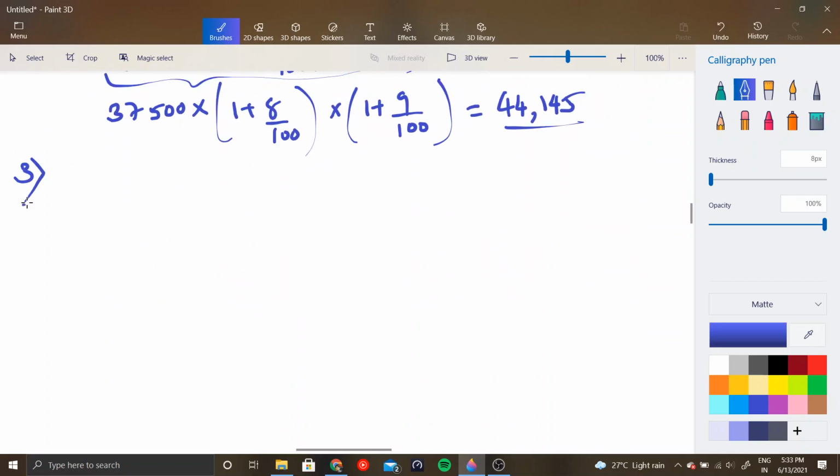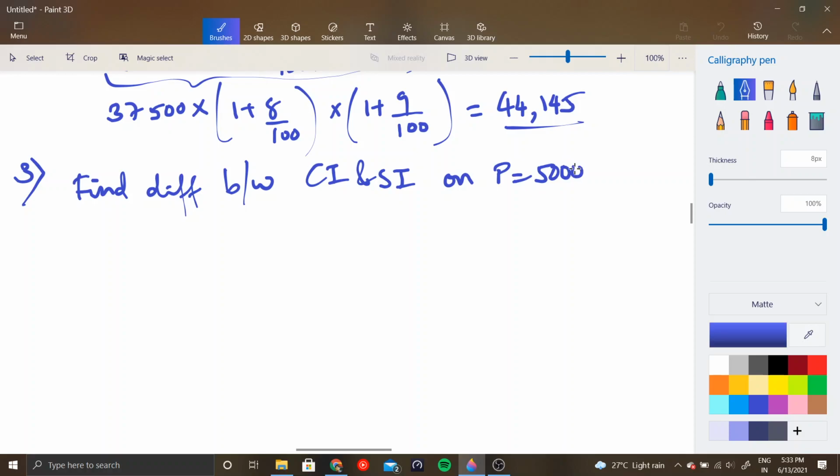Now let us look at the next question. This is also a common category of questions. You are asked to find the difference between the compound interest and the simple interest on a principal amount of 5,000 rupees that has been invested for 2 years at the rate of 8% per annum. Okay, so you need to find the difference.